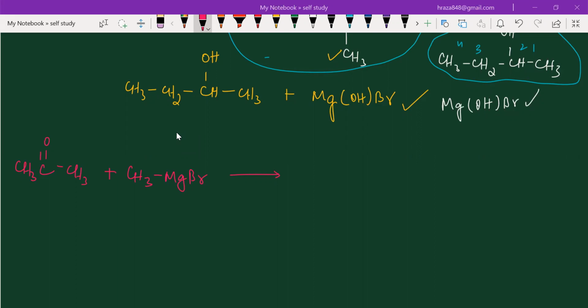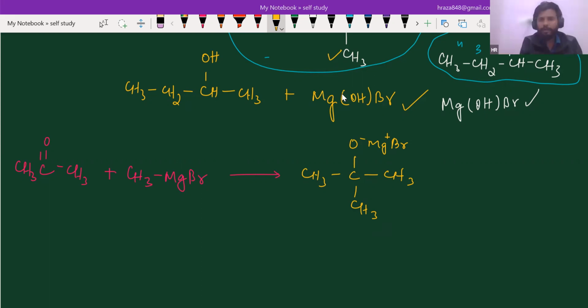CH3COMgBr CH3. Zed, have you got this? CH3C, O minus Mg plus Br, and then you got CH3 and then again CH3. Have you got this? No, sir, I got H on the right side of C. That's wrong. Is this the final answer? No, it's not the final answer.